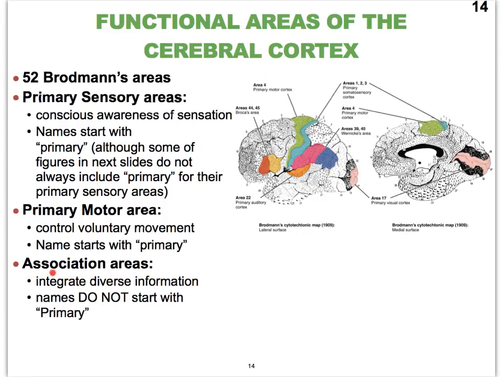Association areas are pretty much all areas that do not start with the term primary, and their function is to make sense of the sensory information that arrives in the brain, mull it over, to put it in layman's terms, come up with decisions, and then have the primary motor area, for instance, carry out the voluntary movement if that is what needs to happen. Now, some of the pictures that are upcoming are not always going to clearly identify the areas as primary. So I'll help you out initially, and then you will catch on which ones really should have that term primary as part of their name.